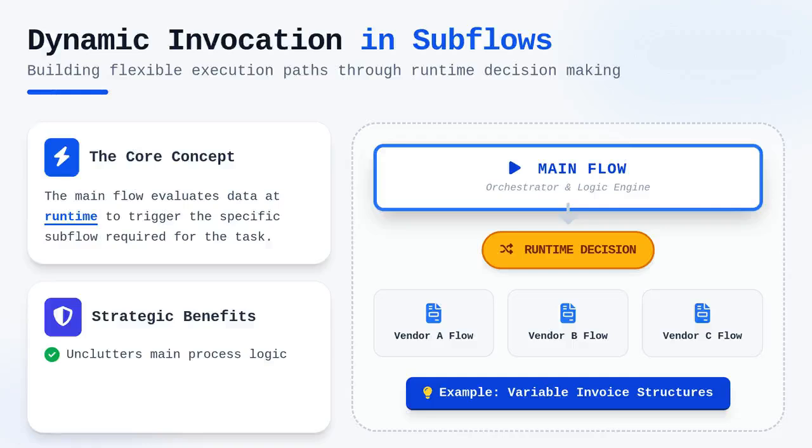This keeps your main business process logic uncluttered and focused on orchestrating high-level activities rather than detailing the minutiae of every possible variation in the application interface. The robustness of your automation increases proportionally to how well you can isolate these variations into their own subflows, shielded from the primary execution thread.